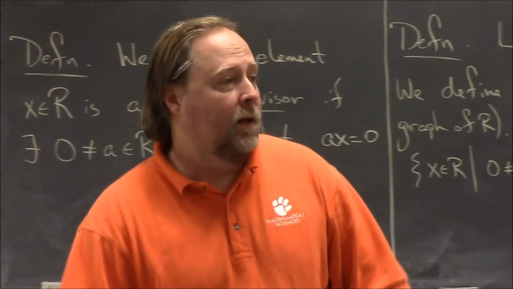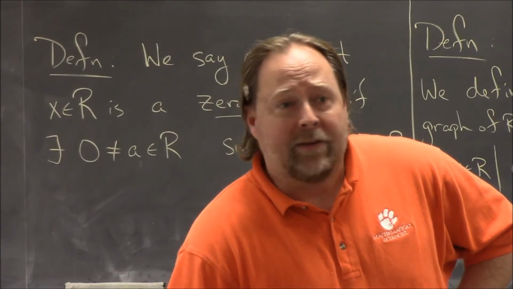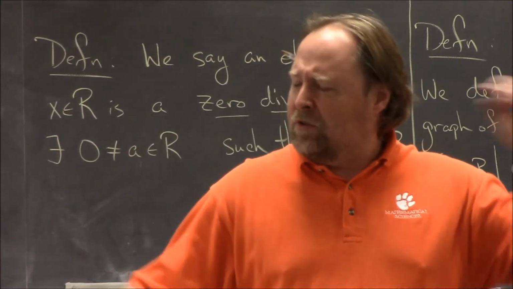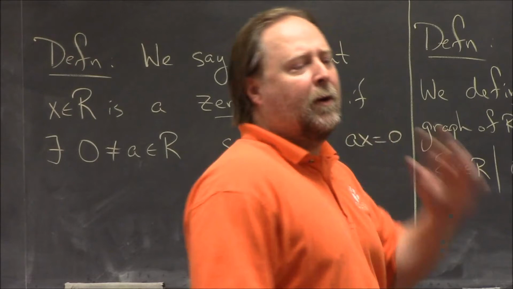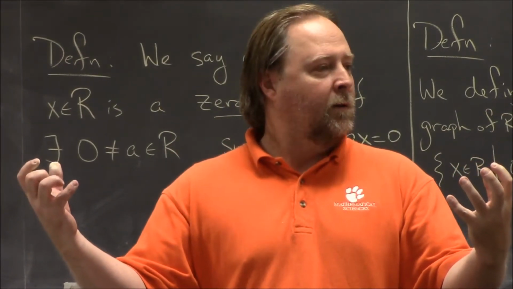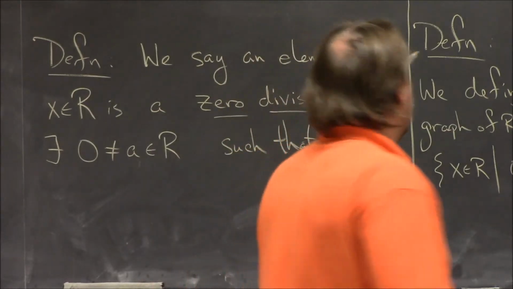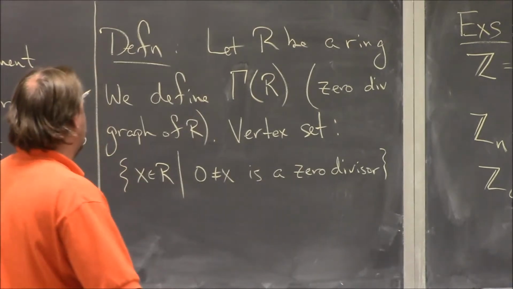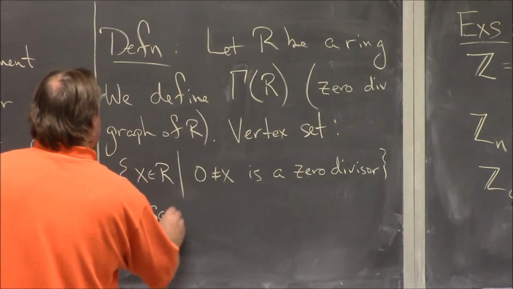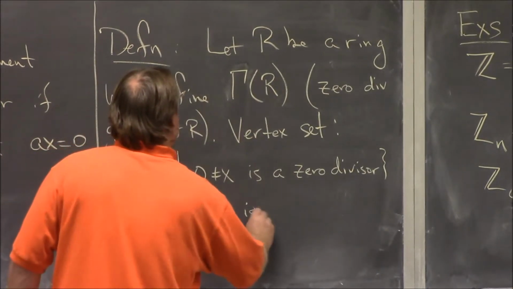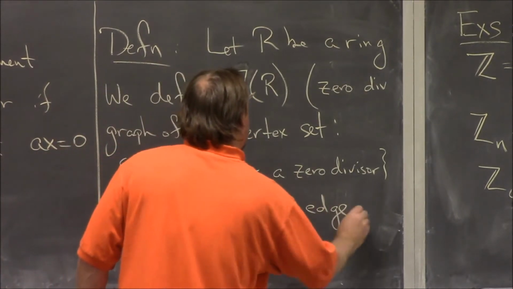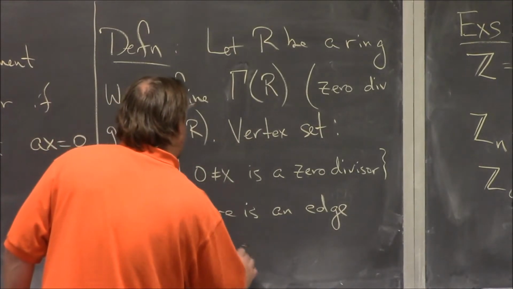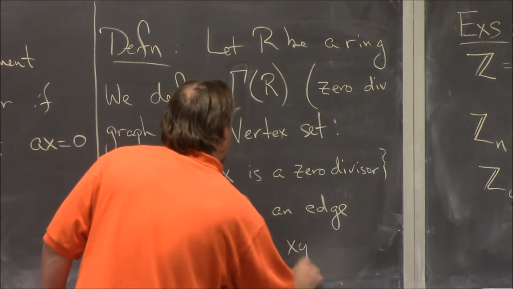Now, the next thing I've got to decide is how I decide which pairs of vertices get edges between them. Anybody have a logical guess how we might do that? So suppose I take two vertices, x and y. That seems like a logical thing to do, doesn't it? We say there is an edge between x and y if and only if xy equals 0.